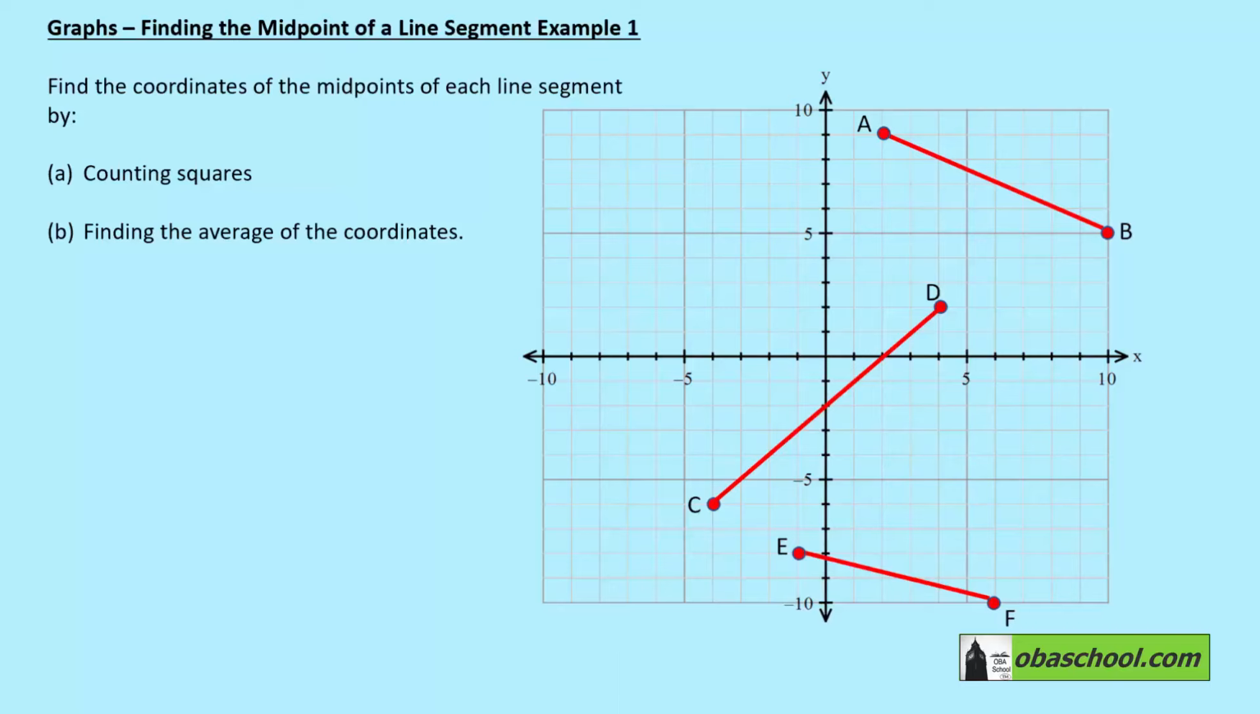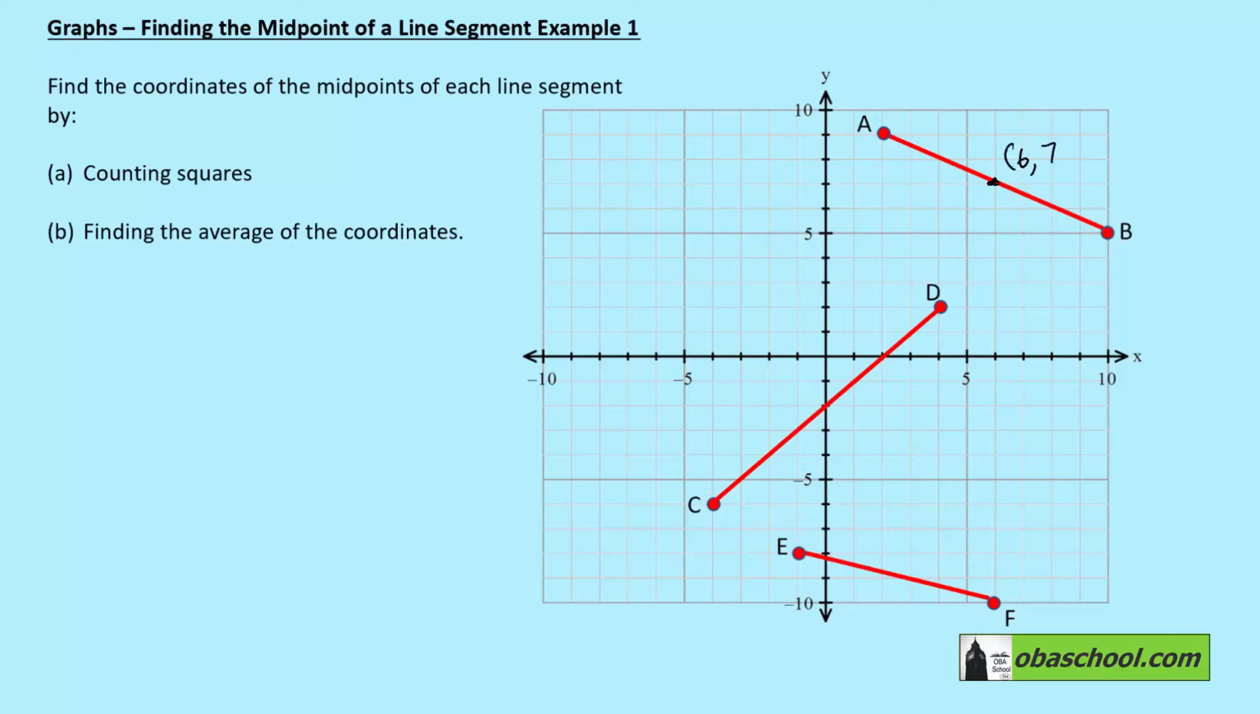Find the coordinates of the midpoints of each line segment by counting squares and finding the average of the coordinates. So start by counting squares. 1, 2, 3, 4, 5, 6, 7, 8. 8 across and 4 down. So halfway is 4 across, 1, 2, 3, 4, and 2 down, which would put me there at the point 6, 7.